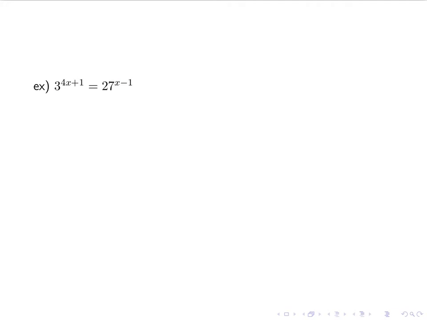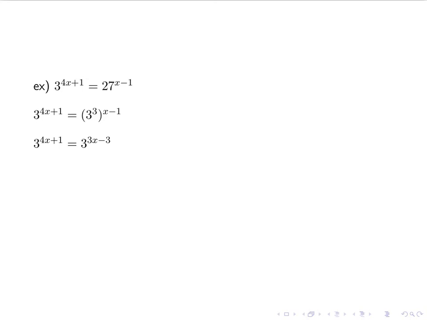So let's try another one. 3 to the 4x plus 1 equals 27 to the x minus 1. I look at my bases 3 and 27, and notice that 27 is a power of 3. So I'm going to change 27 into 3 cubed. Again, I'm going to use rules of exponents. And 3 cubed to the x minus 1 becomes 3 to the 3x minus 3.